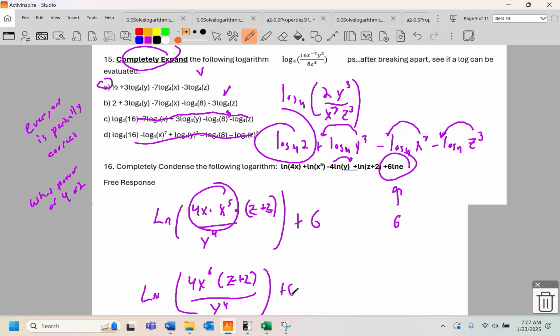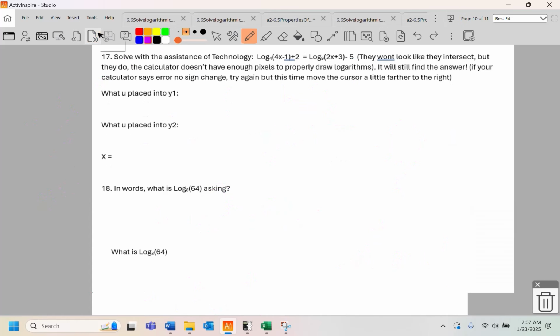That's condensing everything that can be a logarithm. I would probably also accept if you did ln of 4x times x to the 5th, y to the 4th down low, z plus 2 up top, and then this would be e to the 6th. I really don't see much wrong with this because you did what they asked, you condensed completely, but make sure you realize that this is 4x to the 6th. Make sure you do that. But anyways, there's 16, all the various ways.